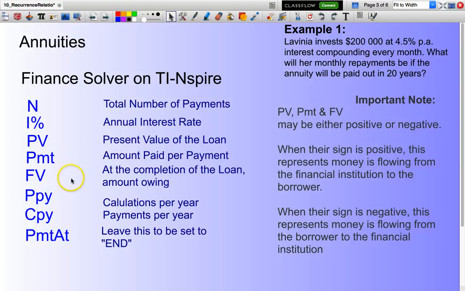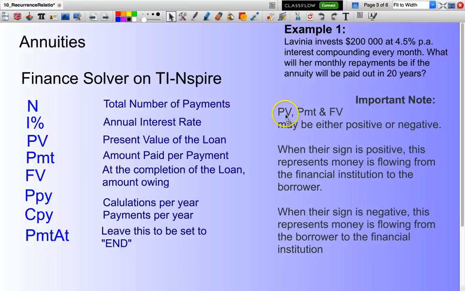Future value is how much will be within our investment at its completion. PPY, CPY, how frequently our calculations to interest and payments are made per year, and payment at, we just leave that set to end. Now, just as I mentioned in the previous presentation, you must consider the sign of PV, payment, and future value.